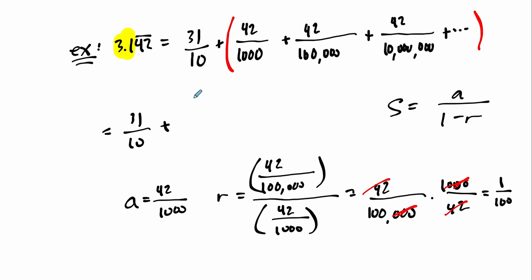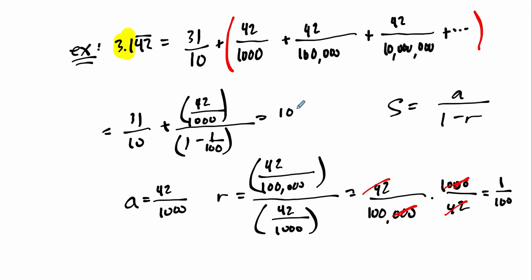So this thing can be represented as A, 42 over 1,000, over 1 minus R, 1 minus 1/100th. And if you put these fractions together, you will get a fraction that gives you this repeating decimal. So maybe take a moment and try that out, and then press play to see what I got. So in this case, I get 1,037 over 330.